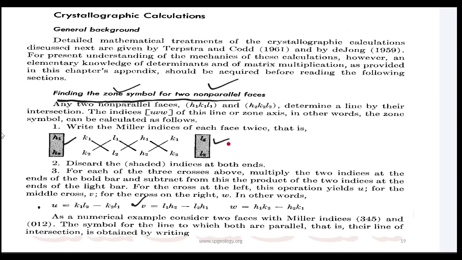First you have to write down this. Then you calculate some. Suppose we have two non-parallel faces, 3 4 5 and 0 1 2. Now you calculate the zone axis of these two non-parallel faces.